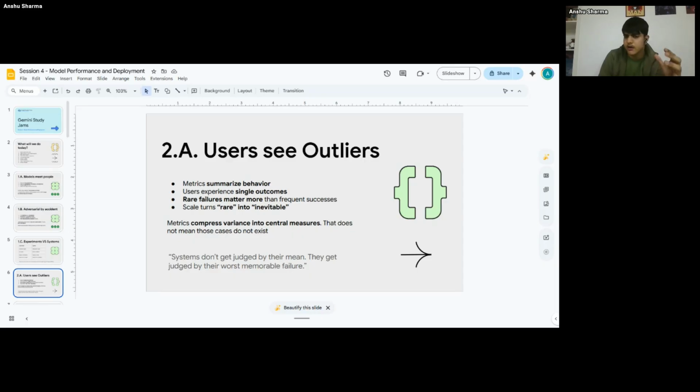So that is how, once we have a model and we try to build it into a system, we switch from making a cool fun project into something that needs to be responsible and responsive to our users. All right, so the bottom line here is that systems don't get judged by their mean, they get judged by their worst memorable failure. That is the point, that once you fail, you compromise user trust.